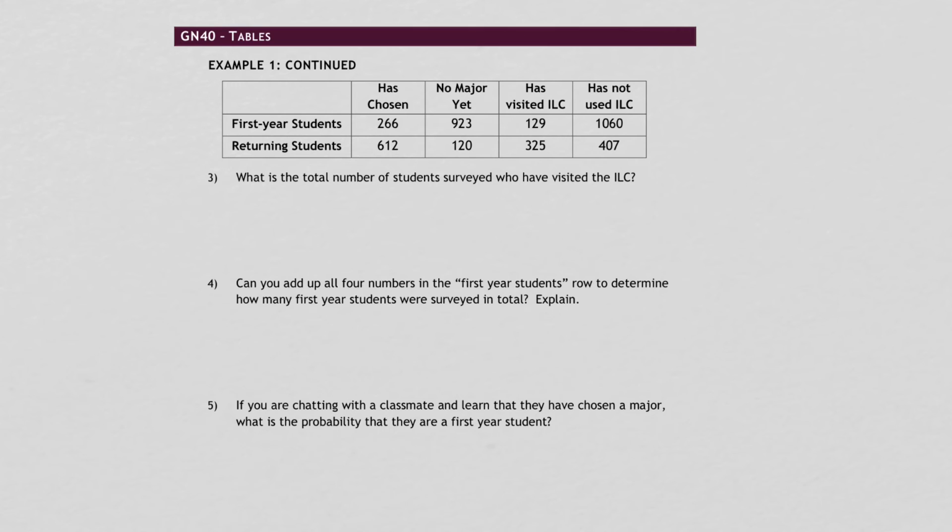Continuing on with this example, what is the total number of students surveyed who have visited the ILC? So here's the column of those who have visited the ILC. So that's 129 students plus 325 students, 454 students from this survey have visited the ILC.